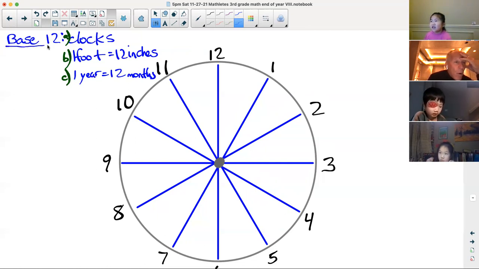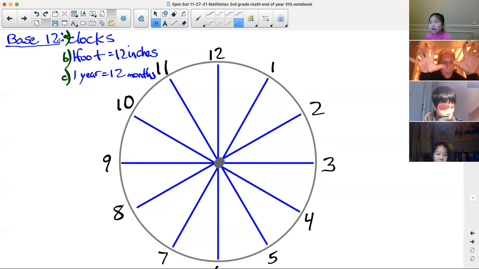I don't know how old it is, but I think it's about 1,000 years old that civilizations used to use base 12. We are luckily on a base 10 number system, and that's a good thing because we have 10 digits on our fingers and 10 on our toes. So it makes it easier for us to count.